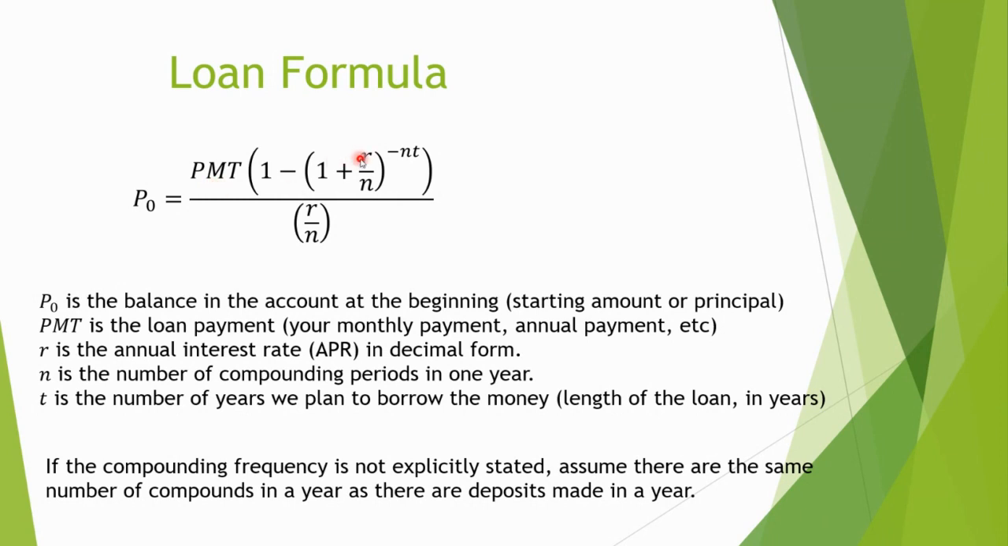R is the interest rate as a decimal. N is how many times it's compounded in a year. Remember, as I wrote it here, if it's not stated otherwise, the number of times it's compounded equals the number of times we make a payment. So if we're making monthly payments, it's compounded monthly. If we're making daily payments somehow, even if it's not realistic, then N would be, then we're compounding daily. And T is the length of time essentially in years.